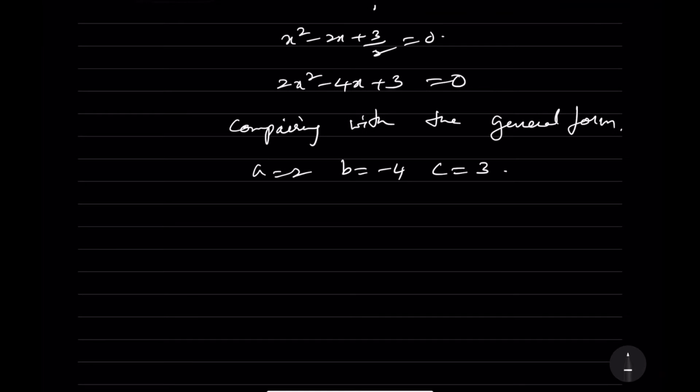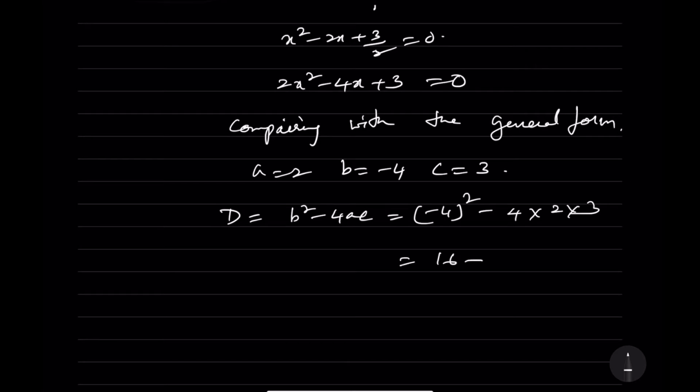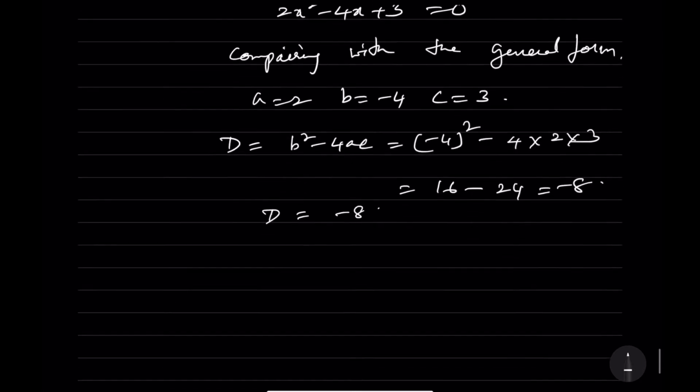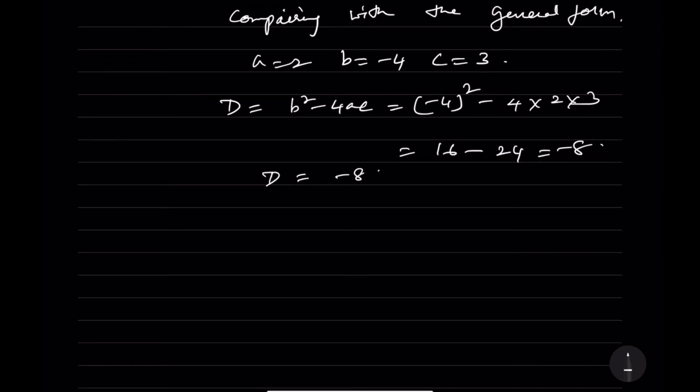So now here we will find out what is the discriminant. D is equal to b square minus 4ac, which is equal to minus 4 whole square minus 4 into 2 into 3. So which is equal to 16 minus, 4 twos are 8, 8 threes are 24. So which is equal to minus 8 we are getting. So therefore D is equal to minus 8. So the solution for this problem, how do we solve this problem, we'll see.